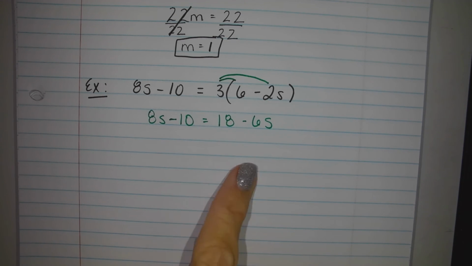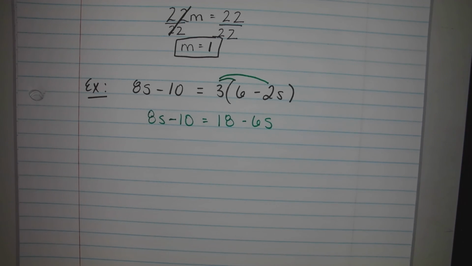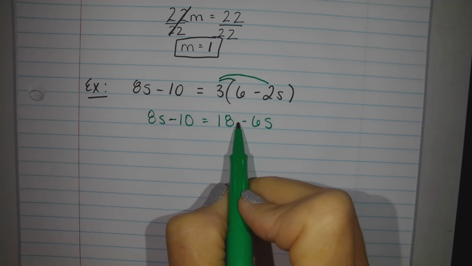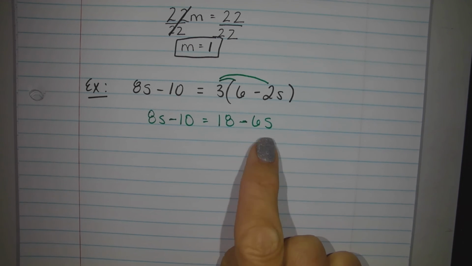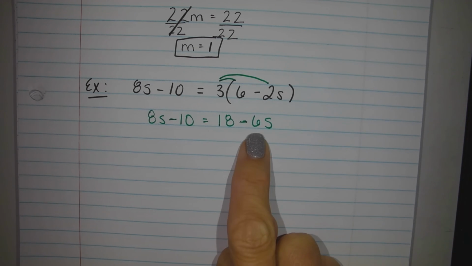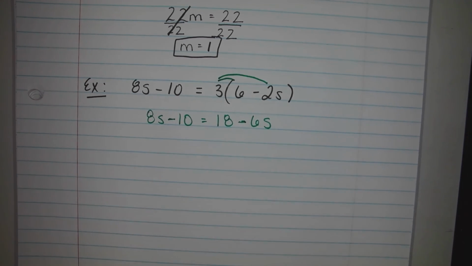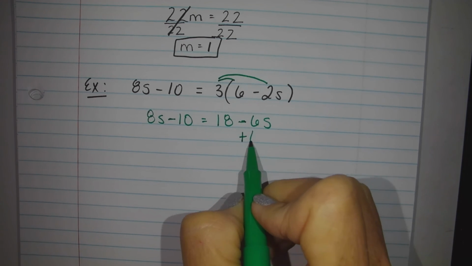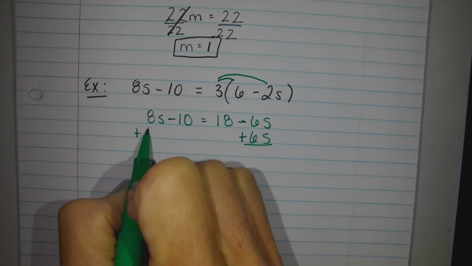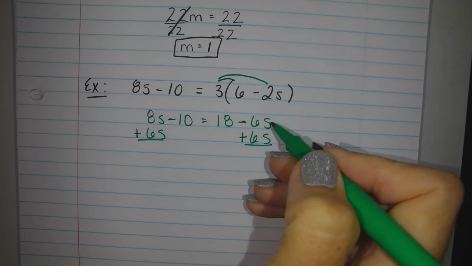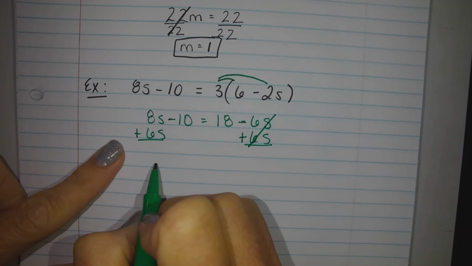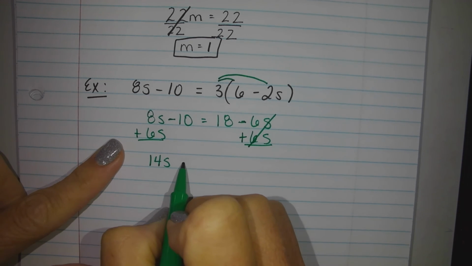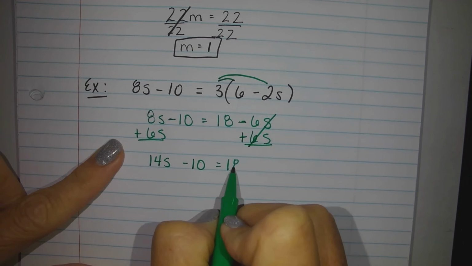I don't want to rush you, but who's got a first step? Hannah, what's your first step? I will distribute. And then I added 6S. Okay. Again, your first step may be different. She's going to add the 6S over. Why is she adding? Because it's negative. Okay, so this is gone. 8S and 6S is 14S minus 10 equals 18.